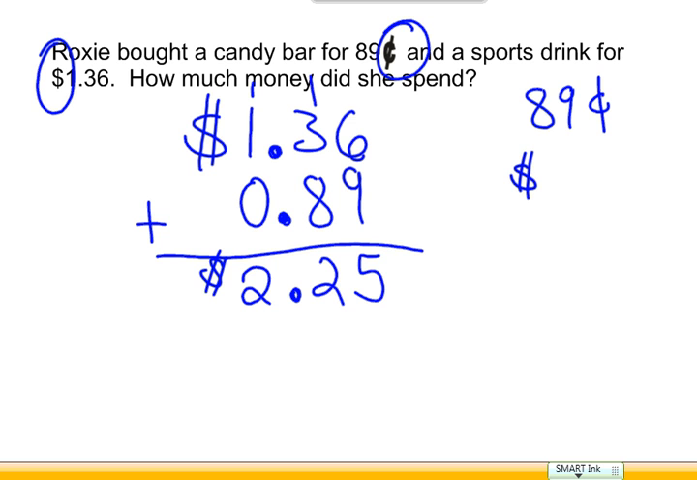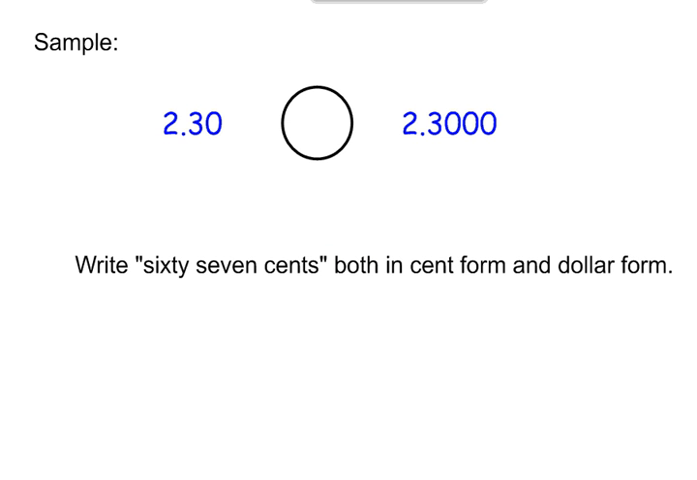for an answer. All right, here are some sample problems to get you on your way as you work with understanding decimals and the relationship to the many zeros that can go behind it, and also working with cents in cent form and in dollar form.